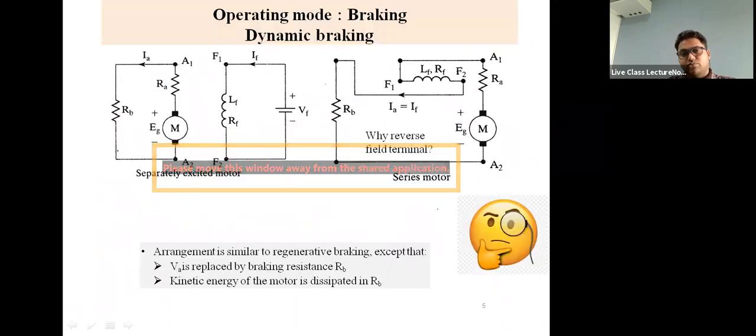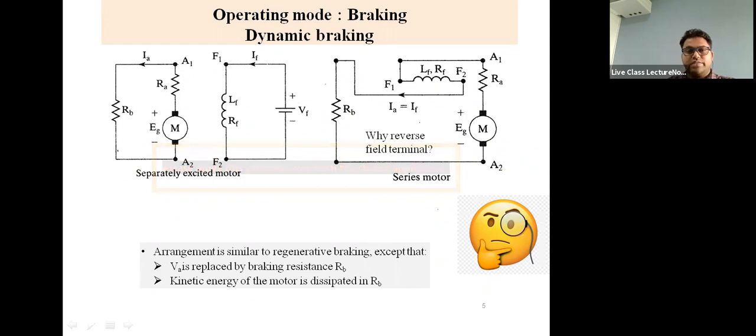Now, if you want to do the same for the series type of motor, what would be the changes in the circuit? So that is very important. The previous slide, sir. Huh? So previous slide. Yeah, I'm doing that only. Don't worry. So say you are running a series motor by chance.